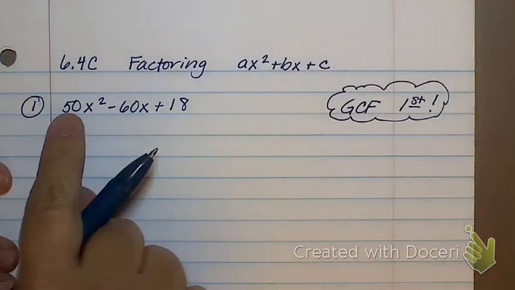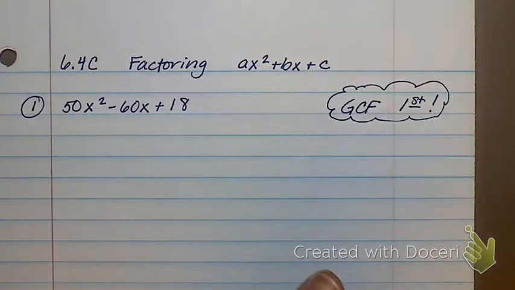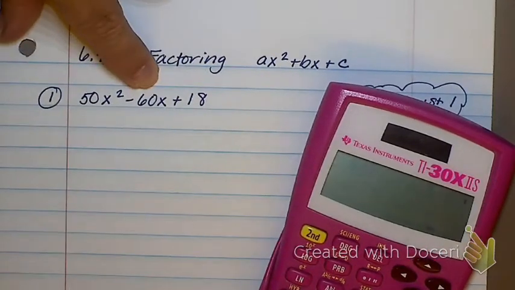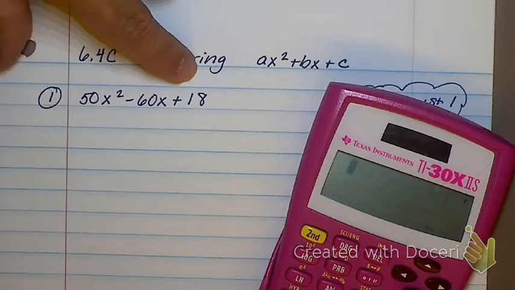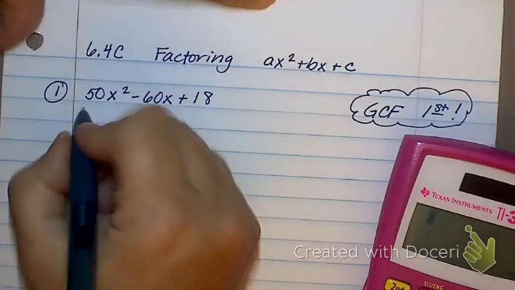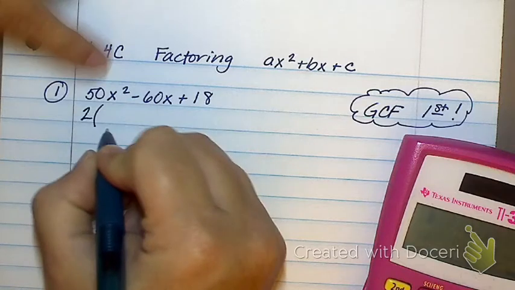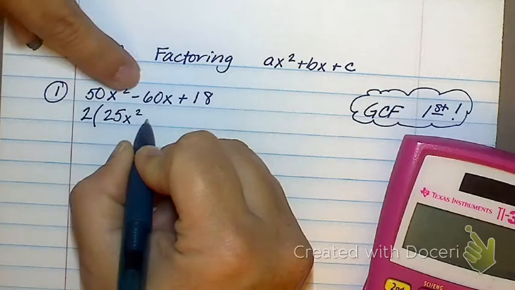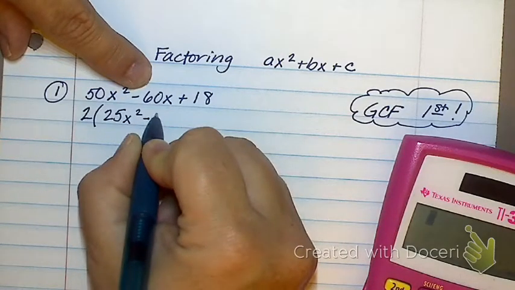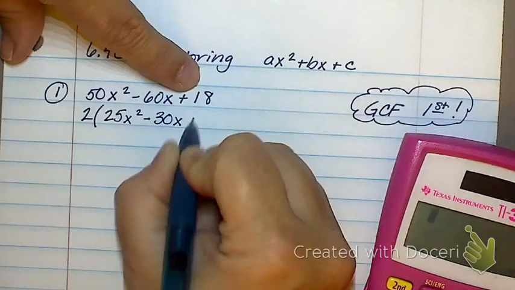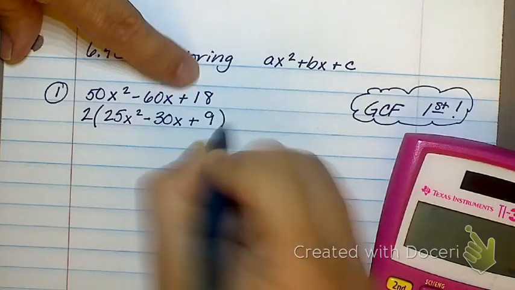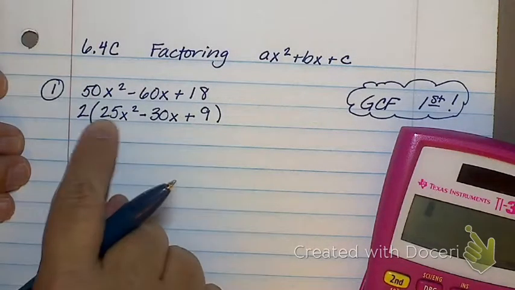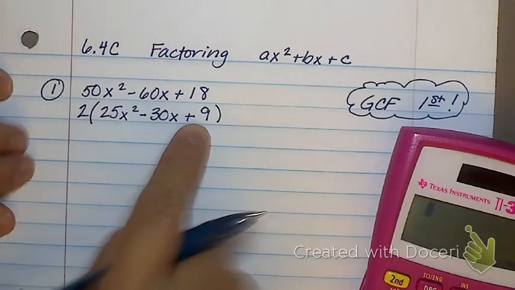So, what do these 3 terms have in common? Well, let me look at 18, because I know 18 is divisible by 9. Is 60 divisible by 9? No, so that's not going to work. What about 2? Let's take out a 2 and see if that's enough. If I take out a 2, what does that leave me with? 25x squared minus 30x plus 9. Now, the 2 is a big enough number to take out if those don't have anything in common. Do they have anything in common? Okay, so I know my 2 is good.